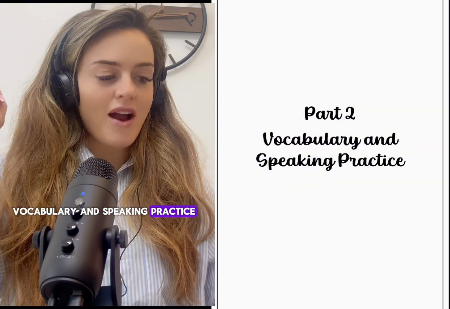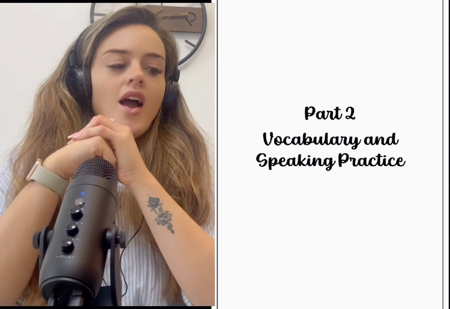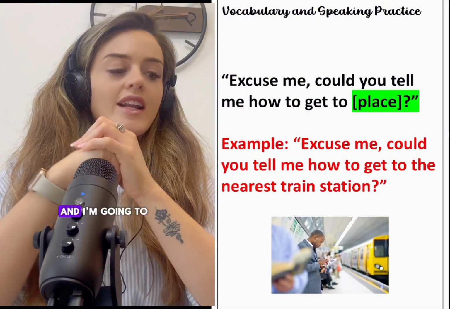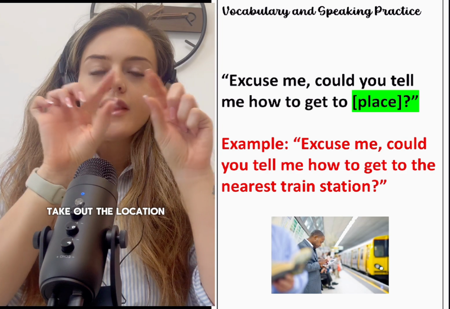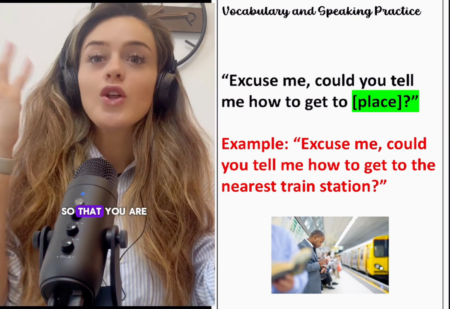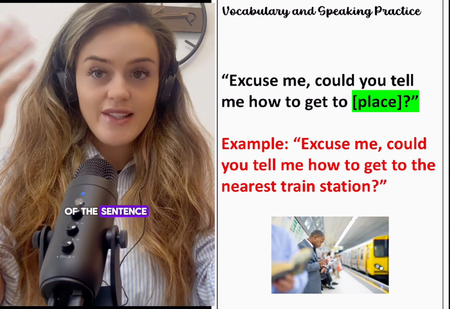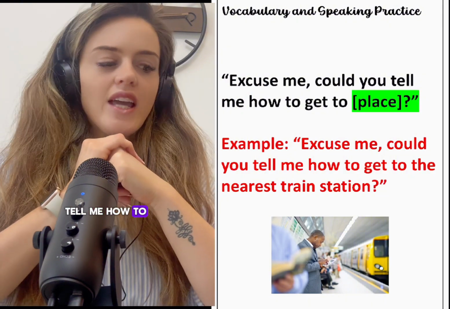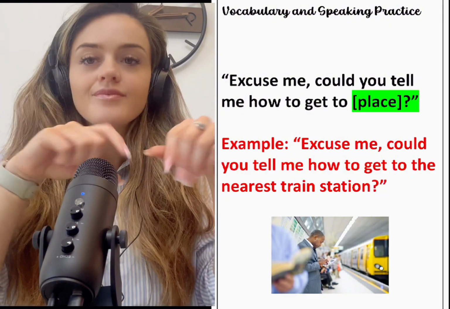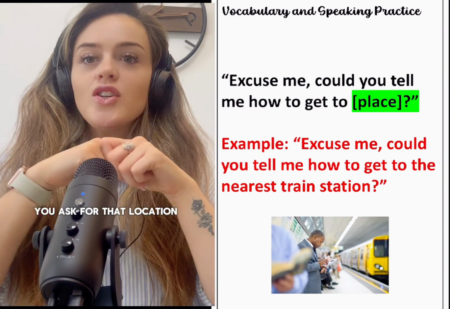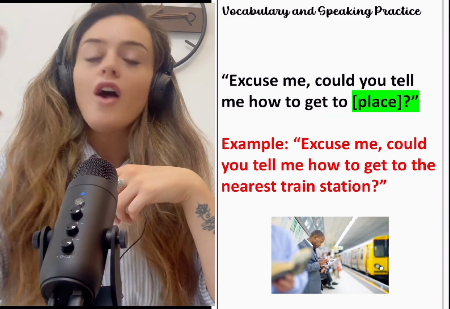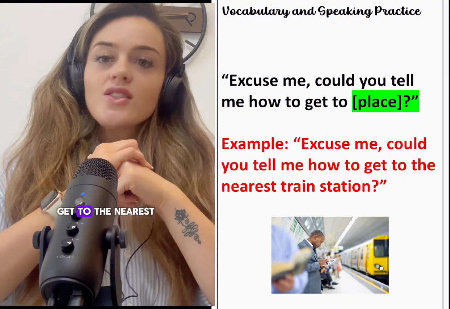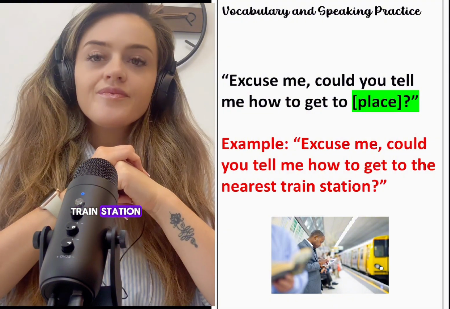Vocabulary and speaking practice. Okay, I'm going to read a sentence to you, and I'm going to take out the location of which you are asking so that you are familiar with the structure of the sentence. Excuse me, could you tell me how to get to blank? And where you put the blank is where you ask for that location. For example, excuse me, could you tell me how to get to the nearest train station?